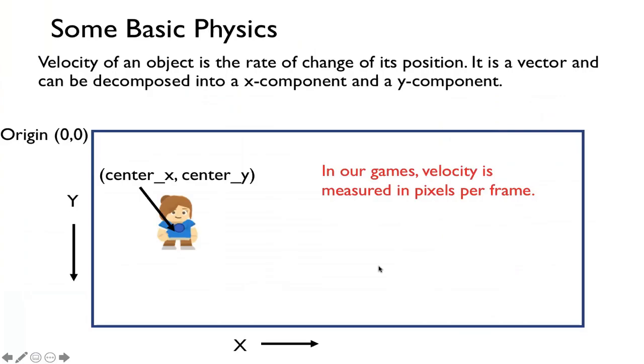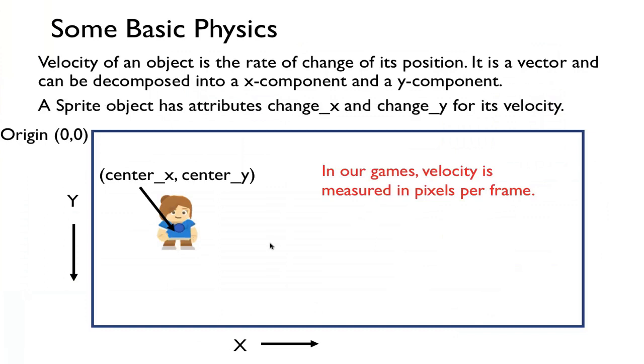Okay, so here's some basic physics. I have a sprite here. It has a center X and center Y. And in our games, velocity is measured in pixels per frame. Every frame, my sprite is going to move a certain number of pixels. And velocity is a vector. It has two components, an X component and a Y component. For the sprite class that we wrote previously, we have a change X, which is the velocity in the X direction, and change Y, velocity in the Y direction. Notice the origin is on top, and the Y direction points down, as before.